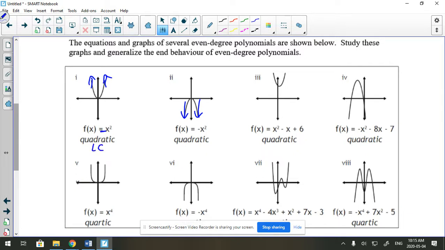Here, your leading coefficient is positive. Here, my leading coefficient is negative. If you have a positive leading coefficient with an even degree polynomial function, both your start and end arms will be pointing up. If you have an even degree polynomial function and a negative leading coefficient, that first number in the very front is negative, then both your arms are going to be pointing down.